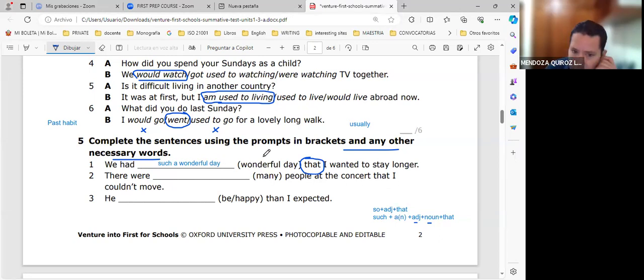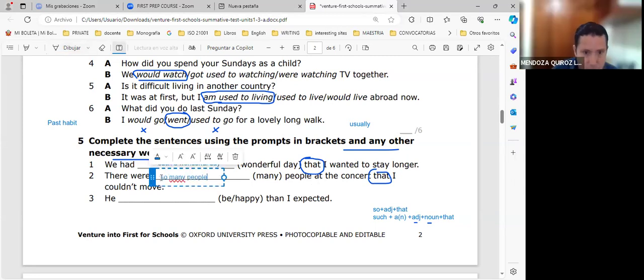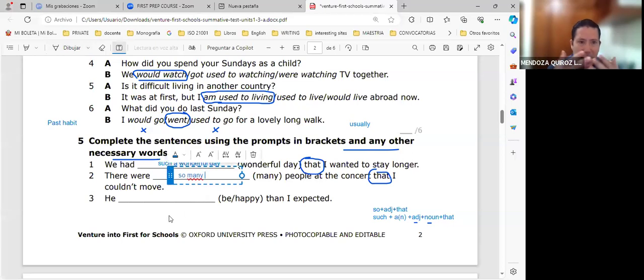Nice, Naomi. Number 2, Andrea. There were so many people at the concert that I couldn't move. And then, the relationship is cause and consequence. What is the cause? That there were so many people at the concert. And what was the consequence? I couldn't move.